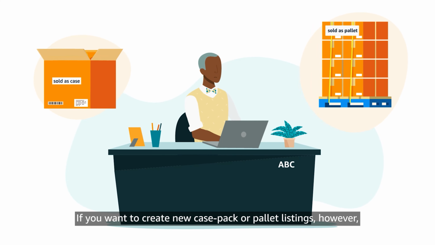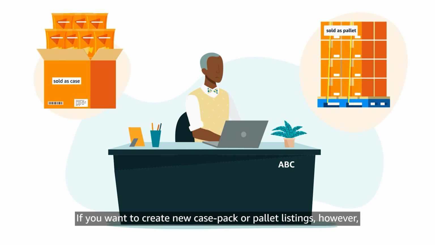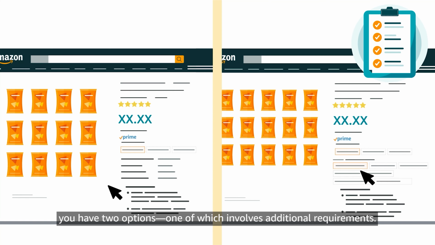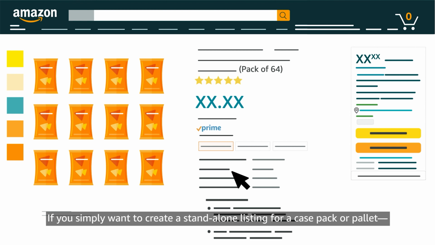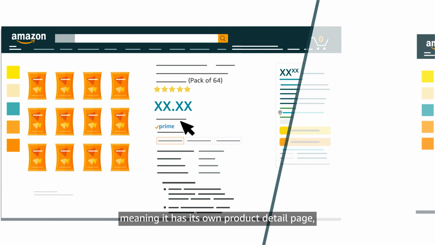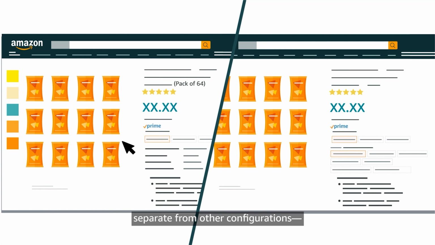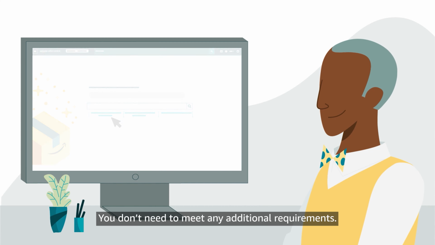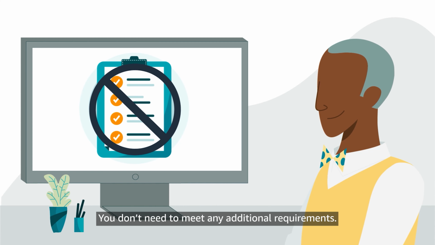If you want to create new case pack or pallet listings, however, you have 2 options, one of which involves additional requirements. If you simply want to create a standalone listing for a case pack or pallet, meaning it has its own product detail page, separate from other configurations, you can do so using Amazon's standard listing processes. You don't need to meet any additional requirements.